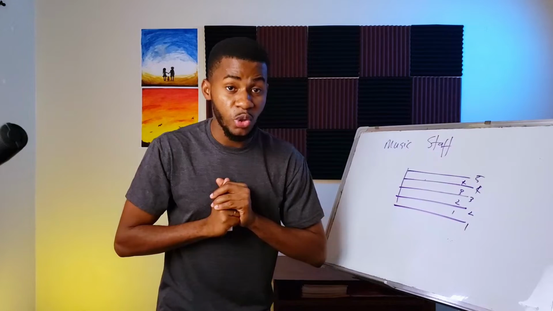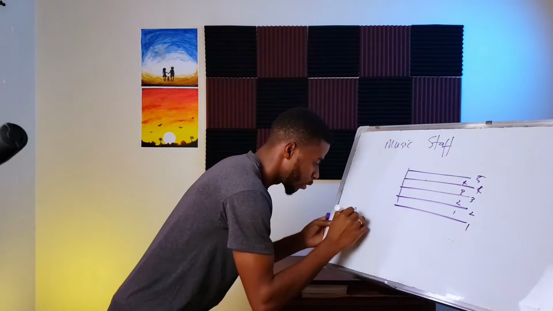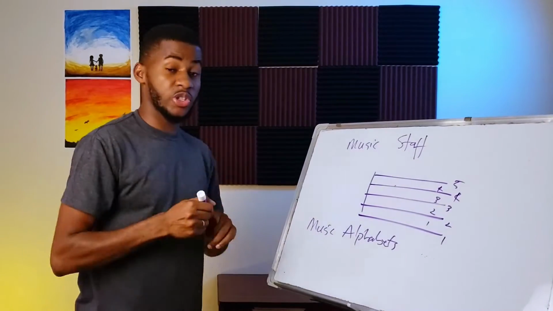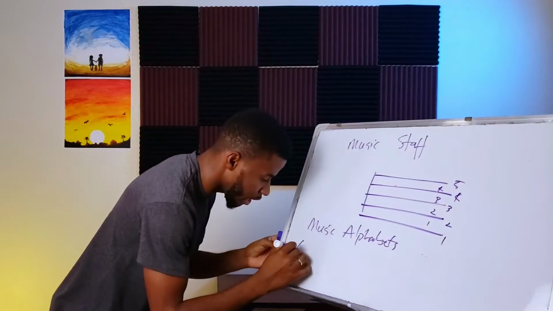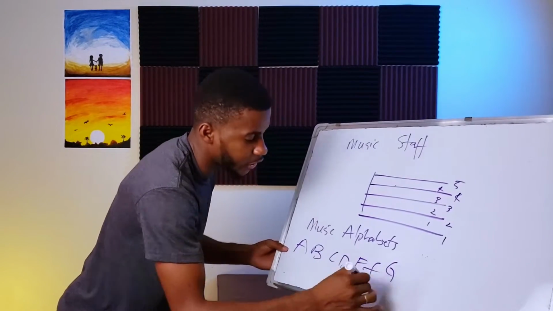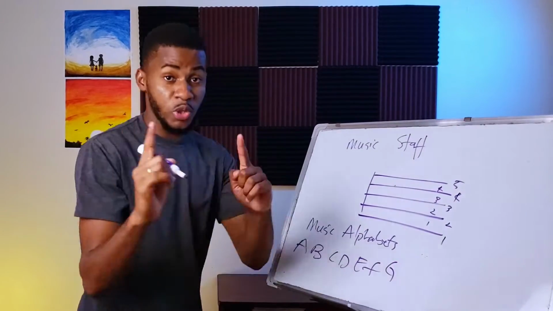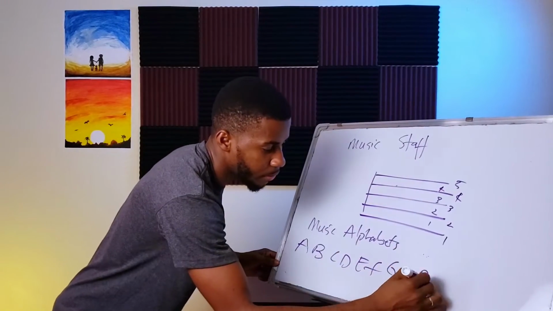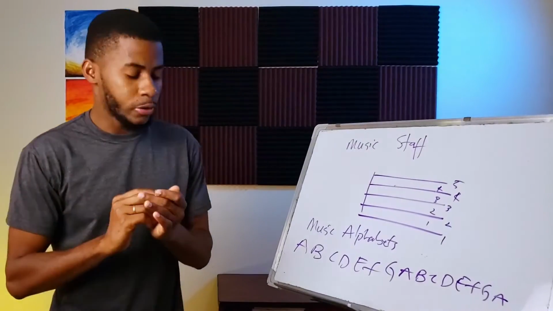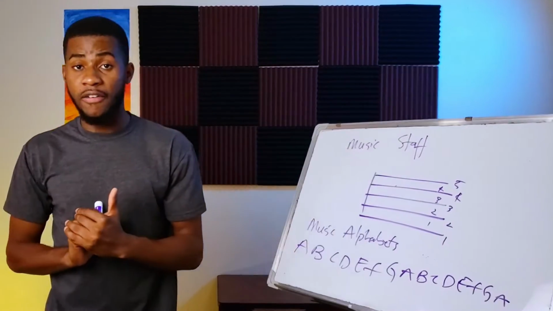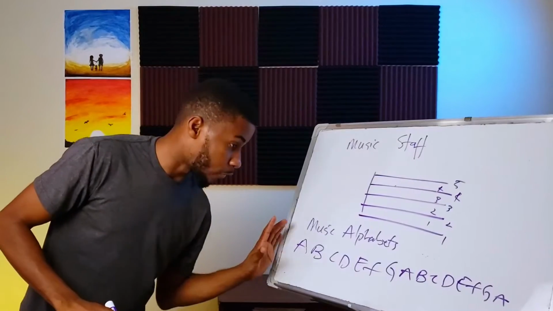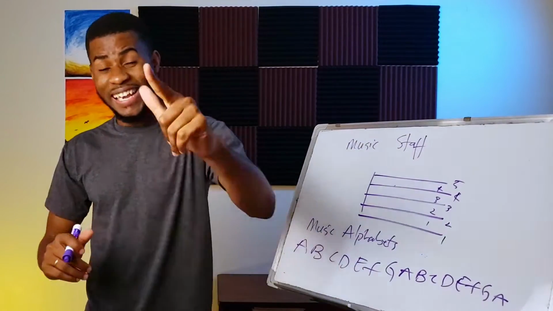The next thing I would need you to know is the music alphabet. Good. So the music alphabet is the same thing as your English alphabet. It starts from A, but this one stops at G. So A, B, C, D, E, F, and G. If you want to continue, it starts over. So A, B, C, D, E, F, G, A, and so on, and just circles around. So these are your music alphabet. First thing, staff. The next thing, the music alphabet, the first 7 letters of your English alphabet. Let's go to the next one.